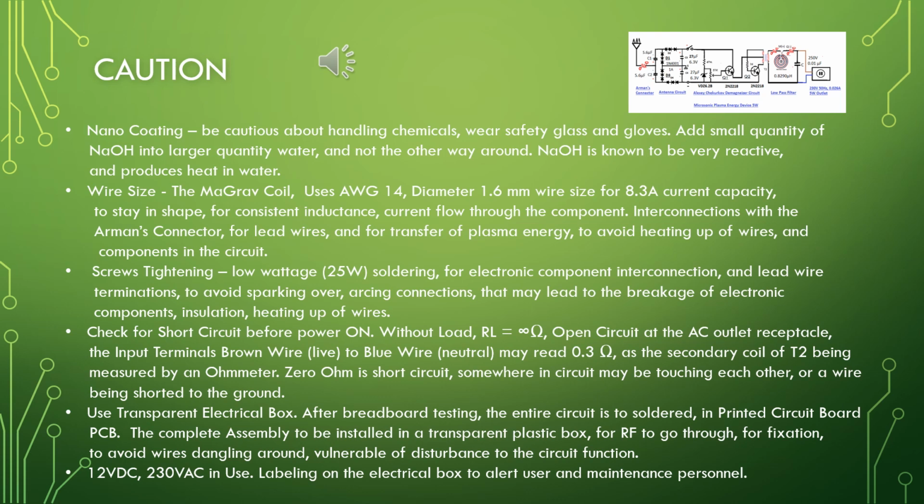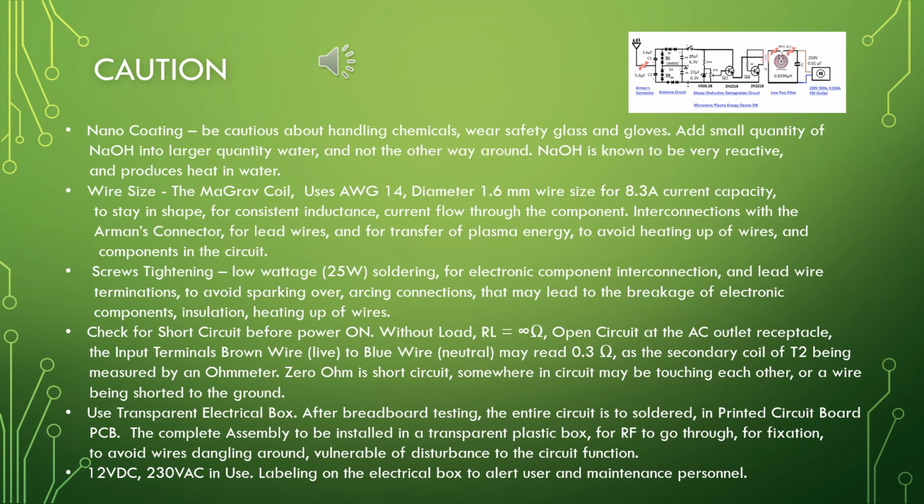Check for short circuit before power on. Without load, RL equal to infinite ohm, open circuit on the AC outlet receptacle. The input terminals, brown wires to blue wires, may read 0.3 ohms as the secondary coil of T2 being measured by an ohmmeter. 0 ohm is short circuit. Somewhere in the circuit wires may be touching each other or a wire being shorted to the ground.